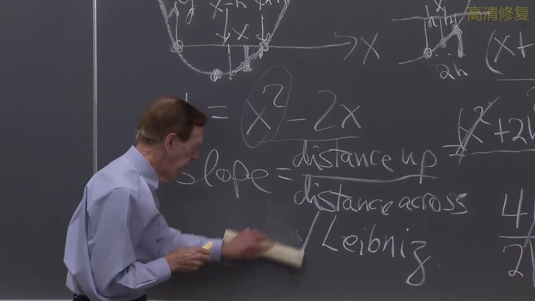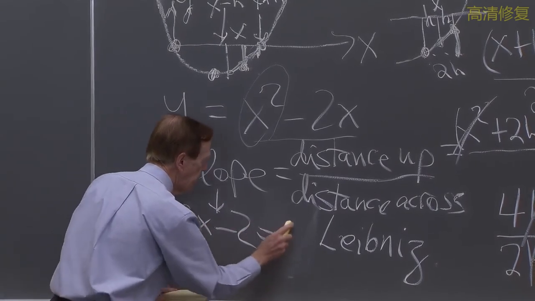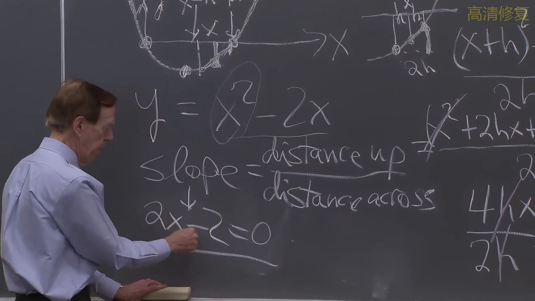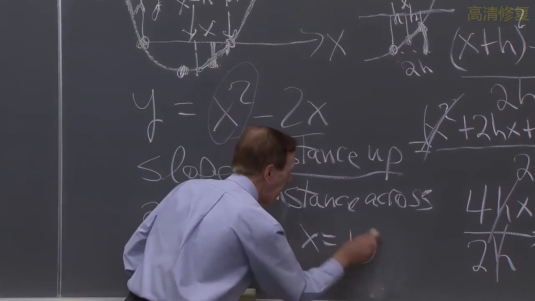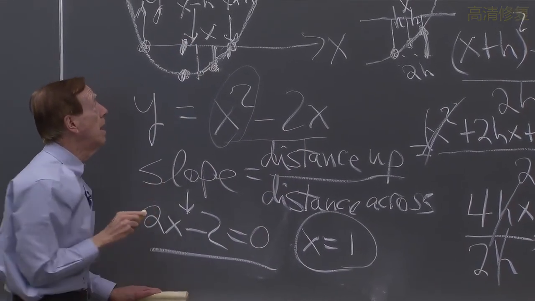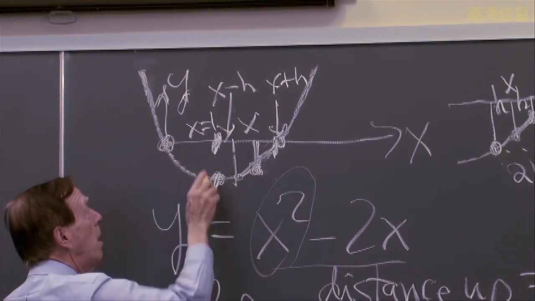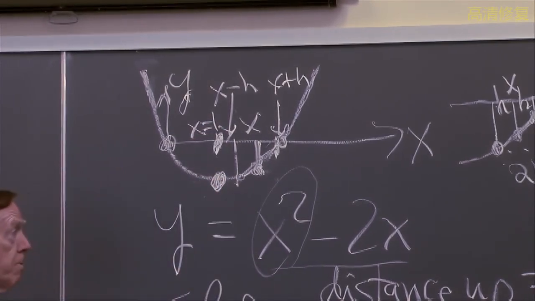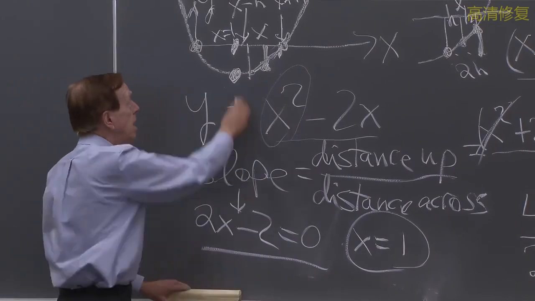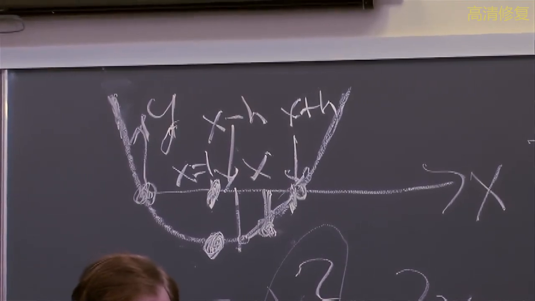I'll erase Newton. No offense. The slope is 2x minus 2, and I want that to be 0. I'll erase Leibniz to be fair. Where that 0 is at x equals 1. That's the value of x, where now I could say, what is the bottom value? At x equals 1, y is 1 minus 2. It's down 1. So y equals minus 1 is the minimum of that parabola, that graph.